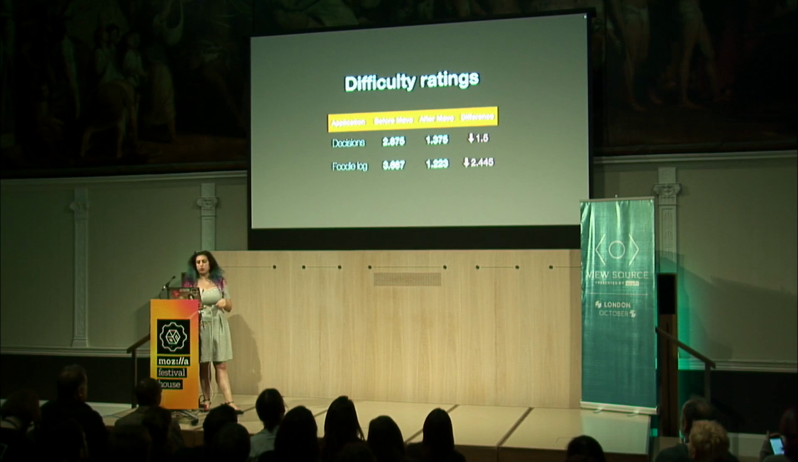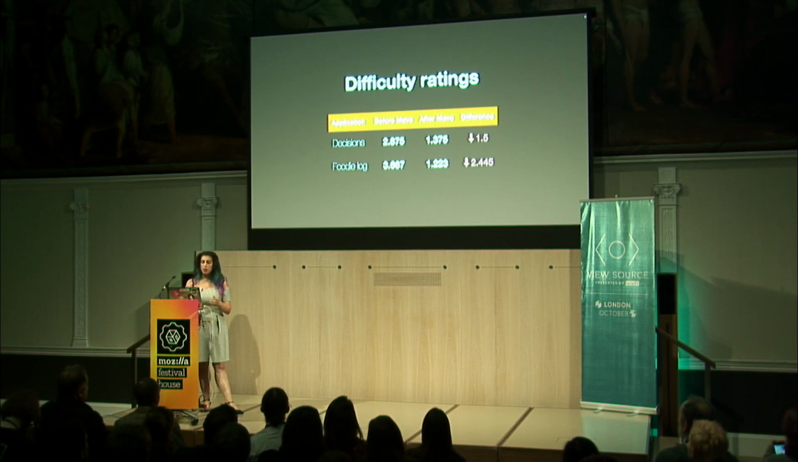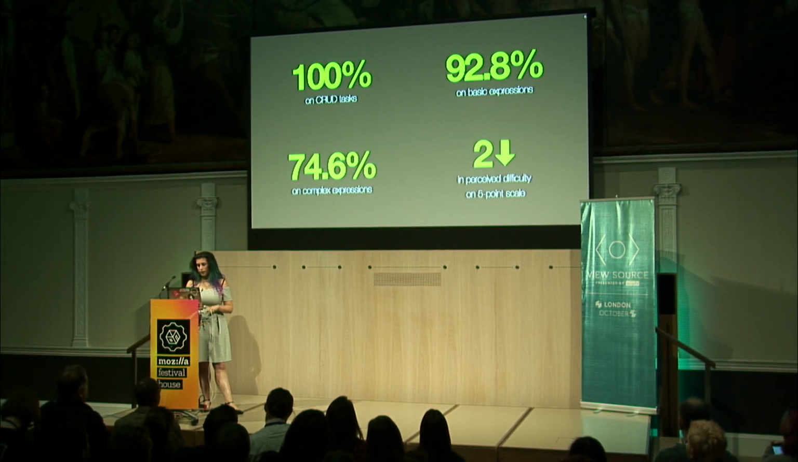And these are the details of how much it fell. Apparently, people thought the foodie logo was a much harder app to create initially, but actually it was as easy as the decisions one. And this is a summary.